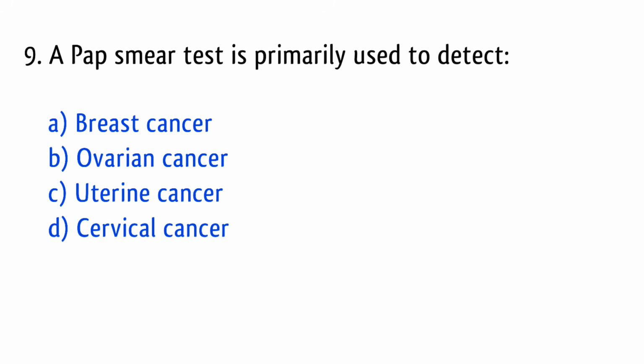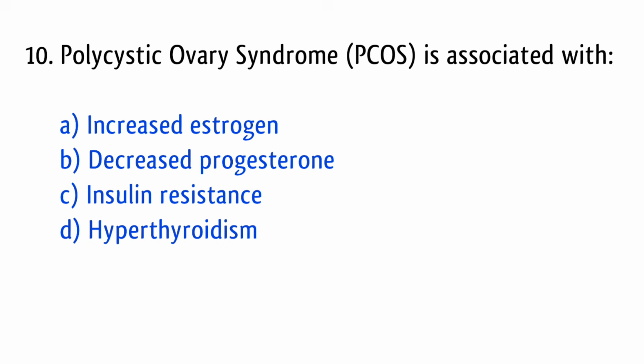Question number 9. A pap smear test is primarily used to detect. The right answer is option D, cervical cancer. Question number 10. Polycystic ovary syndrome, PCOS, is associated with. The right answer is option C, insulin resistance.